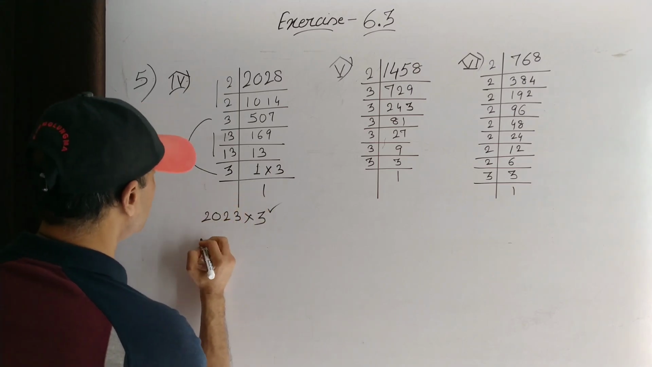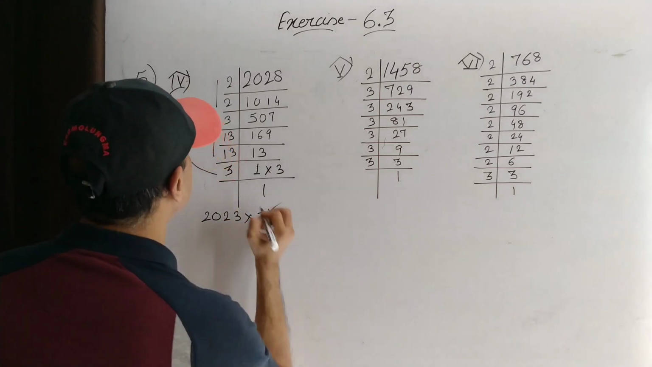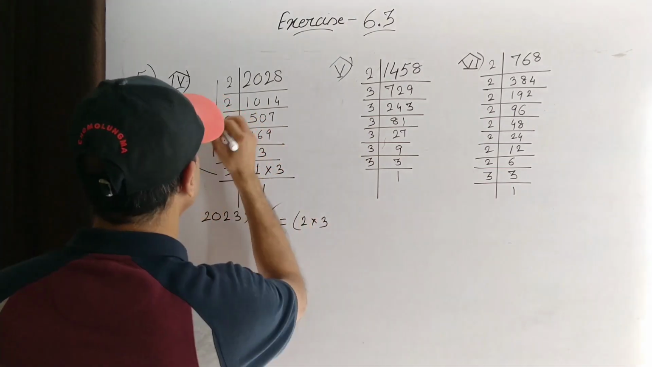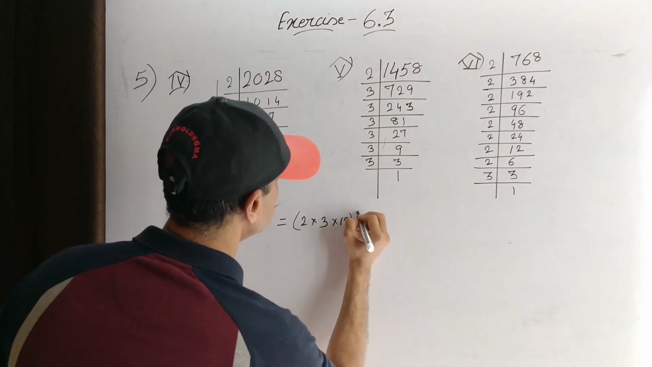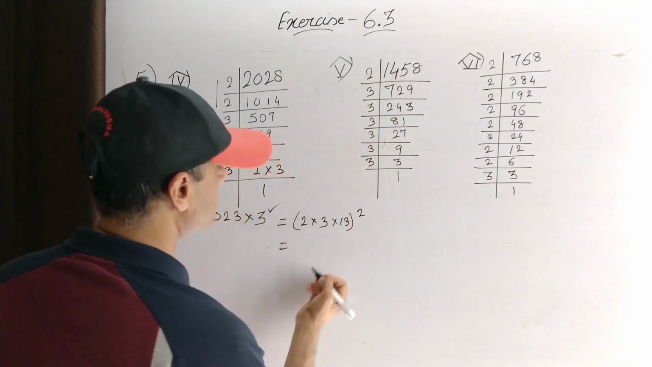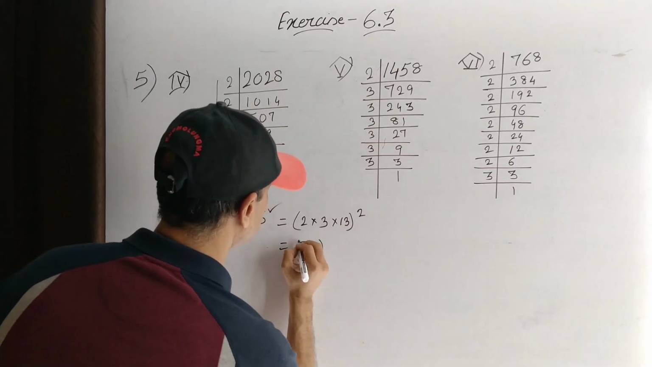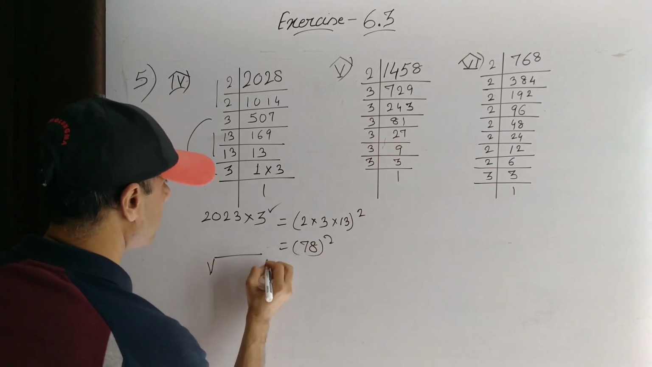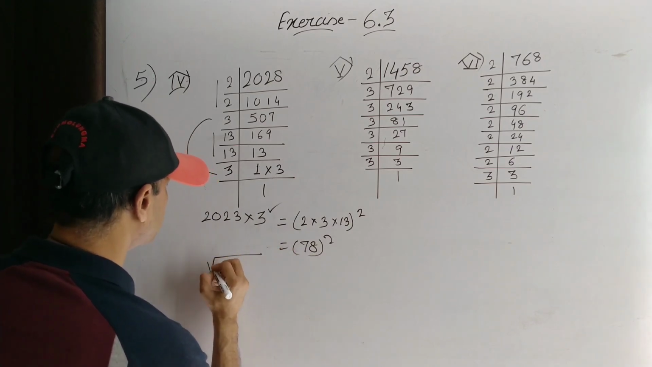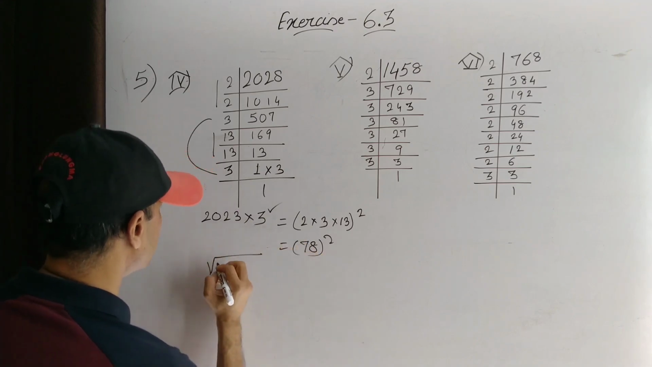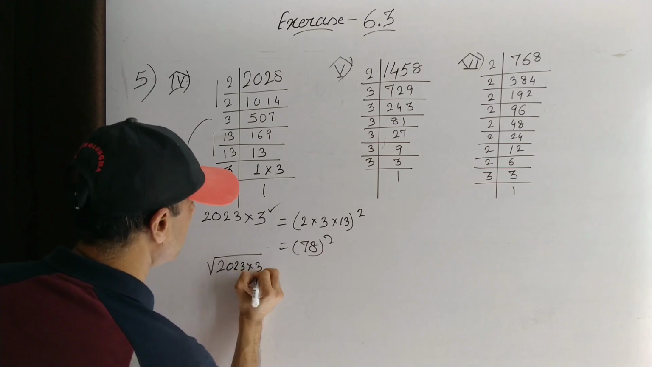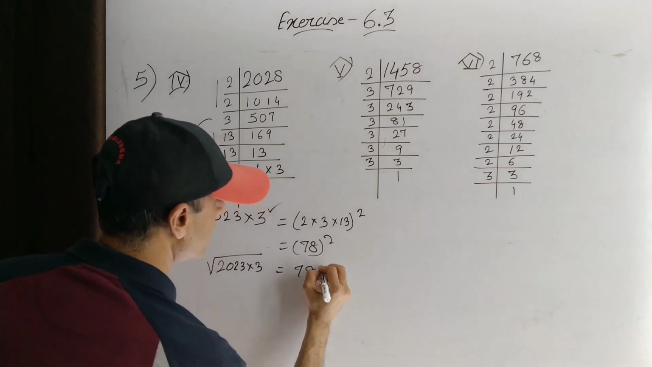So we can write this number as 2 into 3, now in pair, into 13 whole square. So we get 13 sixes are 78 whole square, and if we move this square to the other side, it changes operation, and it will become a square root. The square root of the new number obtained is equal to 78.